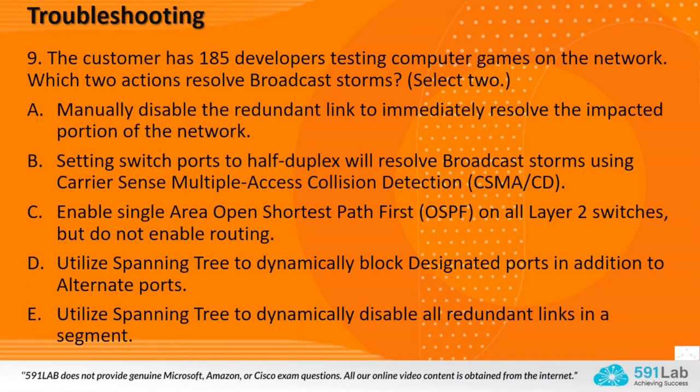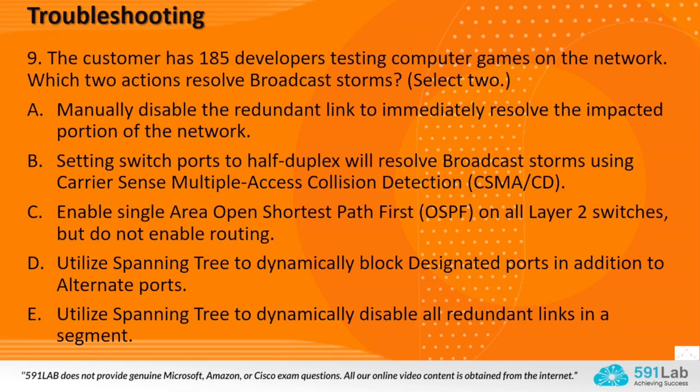Option A. Manually disable the redundant link to immediately resolve the impacted portion of the network. Yes, manually disabling a redundant link will immediately stop the switching loop, so it will stop that broadcast storm. So option A looks correct. Option B. Setting switch ports to half duplex will resolve broadcast storms using carrier sense multiple access collision detection. That is wrong. Making the ports half duplex will not solve the issue. So option B is wrong.